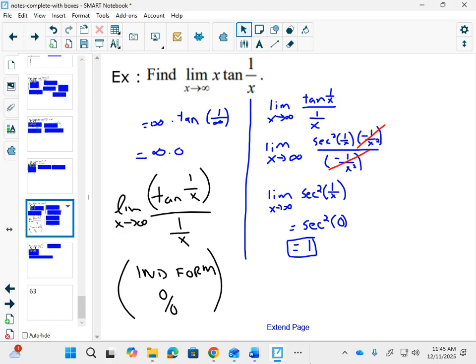This is a tricky L'Hopital's because you had to rearrange your equation to make it fit L'Hopital's rule. Because 0 times infinity isn't L'Hopital's rule. Well, technically it is because you can almost always switch it to 0 over 0. But, and the last one.